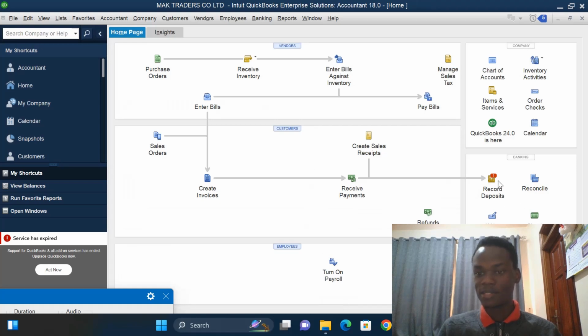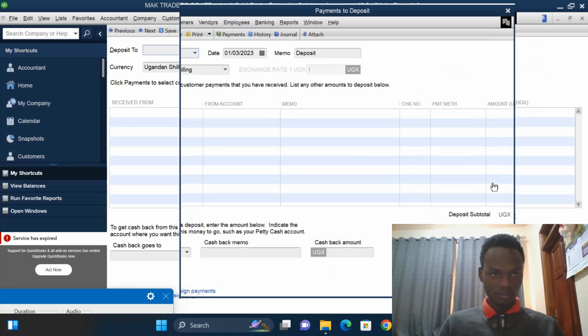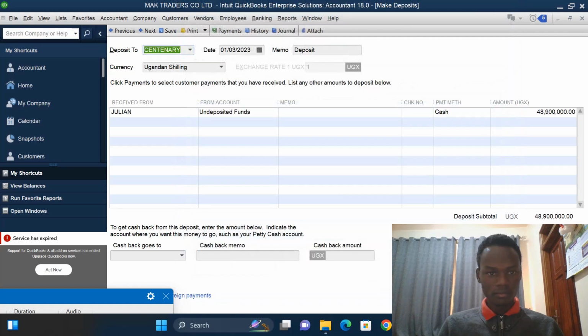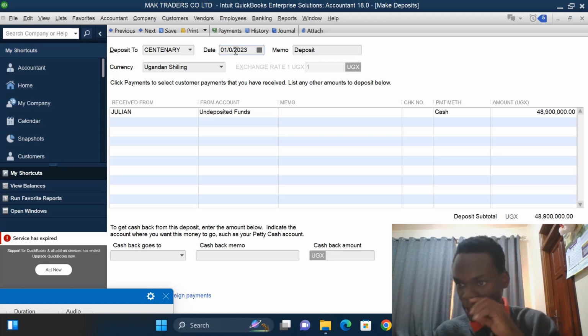So because the cash was banked immediately, we come and record deposits. So check that. And it's going to our bank, Centenary. The date is on 4th January. So we save and close.